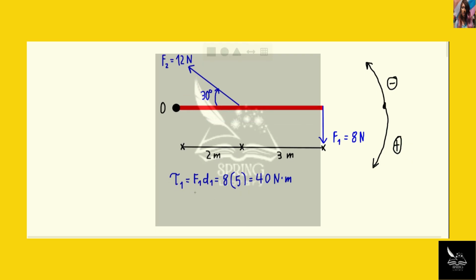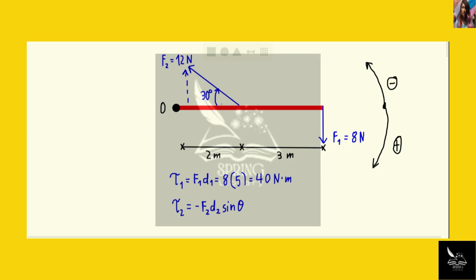Now let's talk about torque number 2. Well, that one is acting in the opposite direction. So that means that it will result in counterclockwise rotation. So we'll have negative force 2 times distance of force 2 to the center of rotation times sine of the angle. Because the only component that results in rotation is the vertical component.